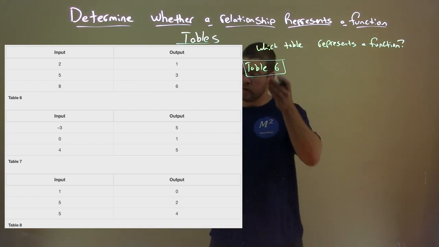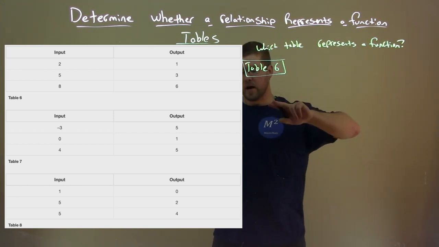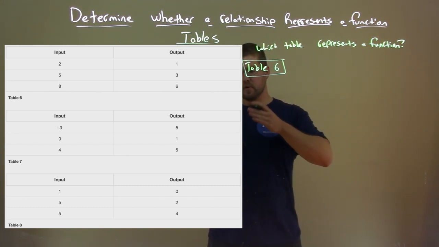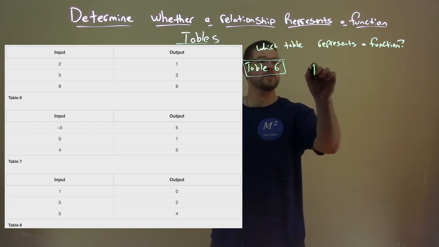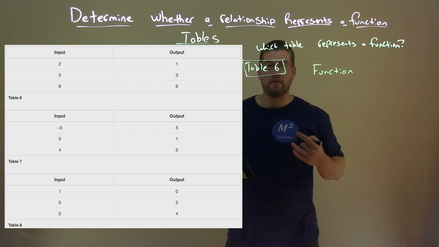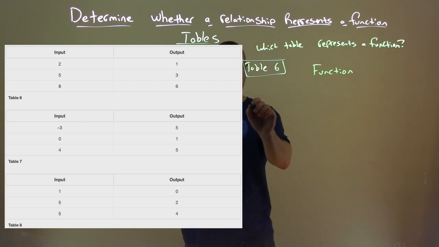Well, look at it. We have our input values, 2, 5, and 8. 2 goes to 1, 5 goes to 3, and 8 goes to 6. Each input goes to a different output, so that works. That's a function. Okay? Table 6 is a function there. It keeps our rules.